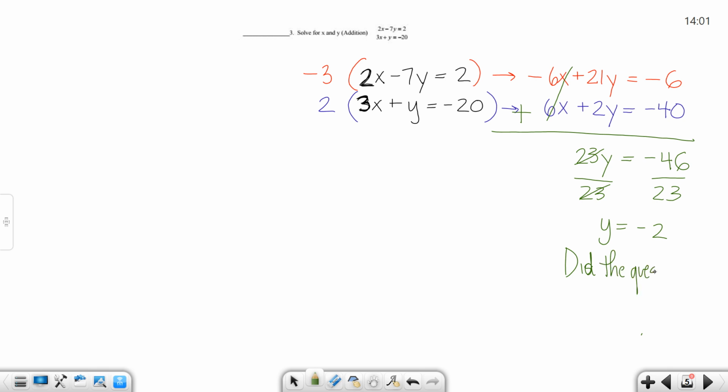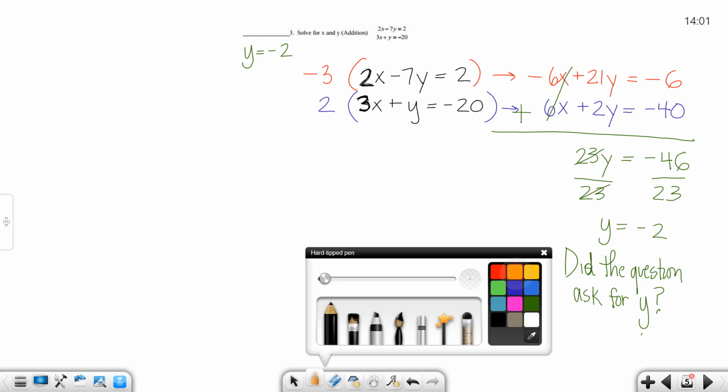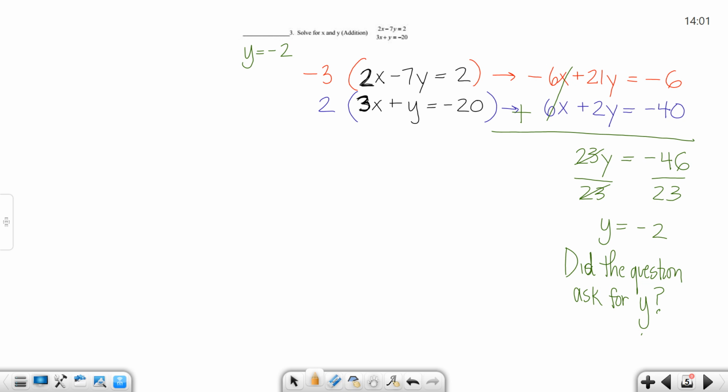Did the question ask for y? Yes, it did. But it also asked for x. So the way that you're going to find x is go back in, take your green y, and plug it into any of the equations. You can use the top one, you can use the second one, you can use the red one, you can use the blue one. It doesn't matter. Just take that negative 2 and plug it wherever you want.